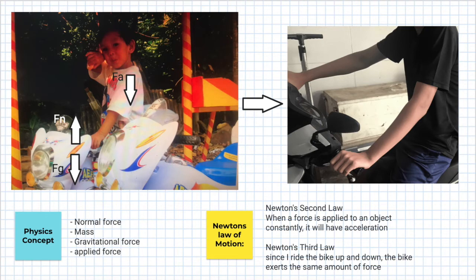Next, for Newton's laws of motion. The Newton's law of motion that I found in the photos is Newton's second law. When a force is applied to an object constantly, then it will have acceleration. And the next Newton's law is Newton's third law. Since I ride the bike up and down, the bike exerts the same amount of force as I did.